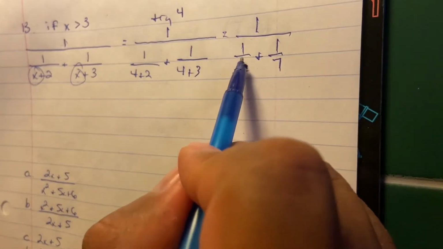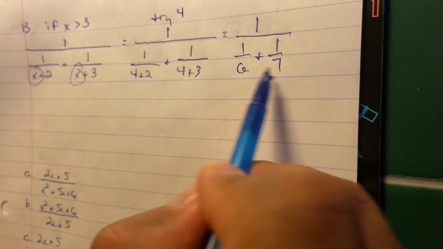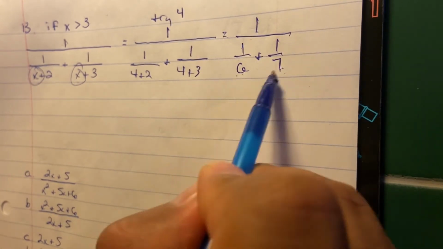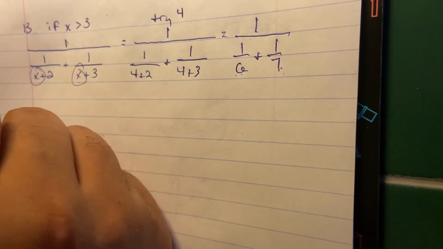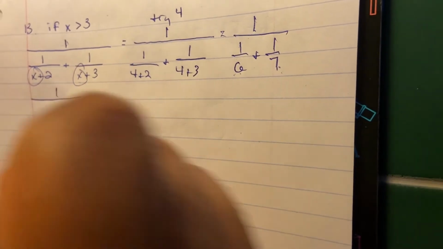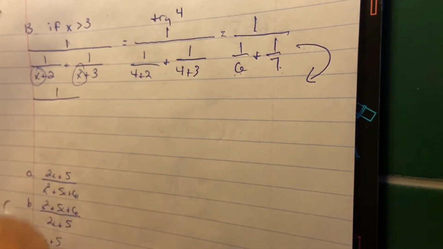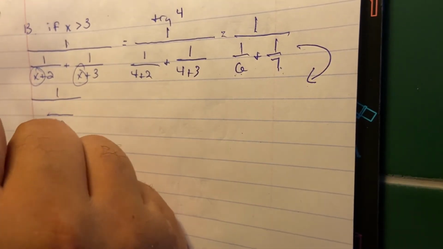So I can do 1 over 1/(4 plus 2) plus 1/(4 plus 3), which is equal to 1 over 1/6 plus 1/7. And then these two fractions have a different denominator, so we need a least common denominator, or an LCD. The LCD of 6 and 7 is 42. So we got 1 over, I'm going to just bring it over here, and then my LCD is 42.